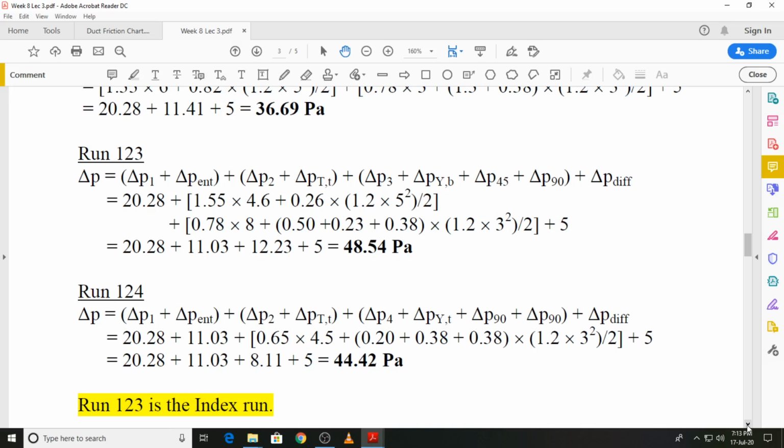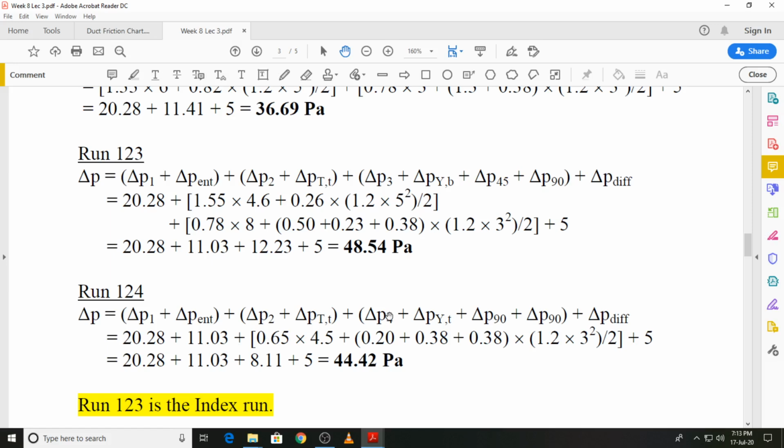And lastly, run 1 to 4, and you can see that because we have already got the results for segments 1 and 2, of course we write down the entire algebraic equation, but the numerical values you don't have to calculate. We can directly insert those values: for segment 1, 20.28, and for segment 2, 11.03. All you have to do now is work out the pressure drop across segment 4.